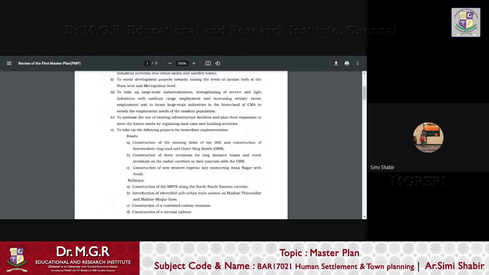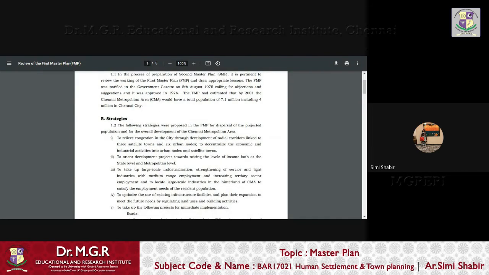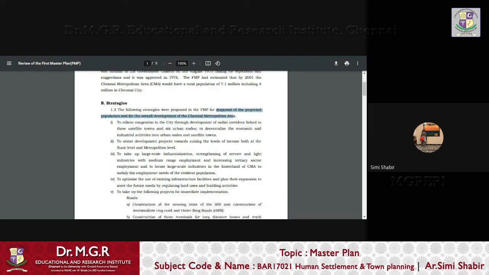So these were the strategies that were proposed in the first master plan. Okay, and this was mainly for dispersing the projected population and also for the overall development of the CMA.